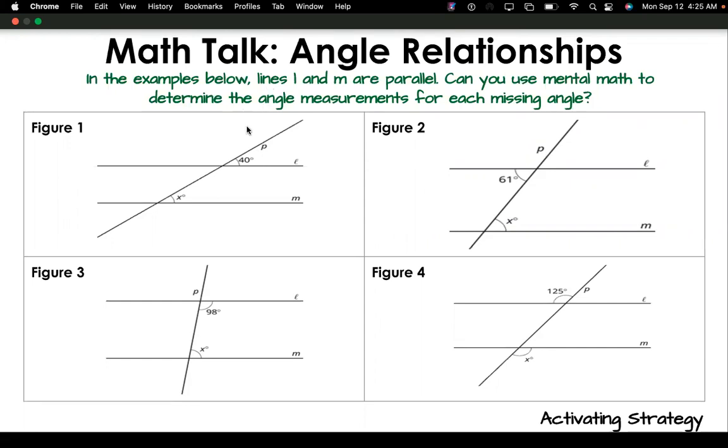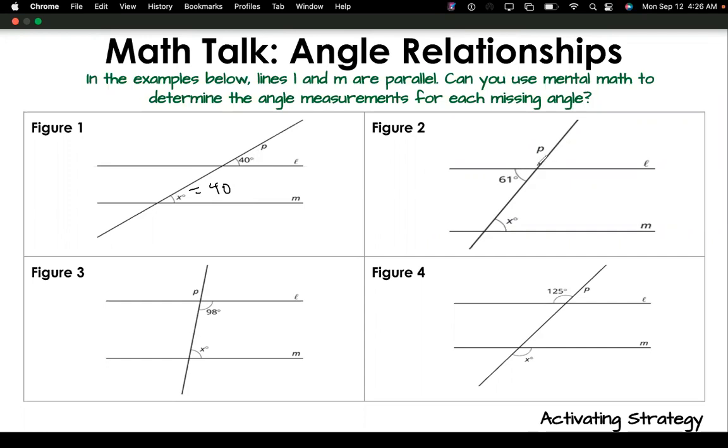Okay, so if this is 40 degrees, then X would be what? It would also be 40 degrees. And the reason why is because it's in this top right-hand corner, and so these are corresponding. So they must be congruent, which means that they are equal.